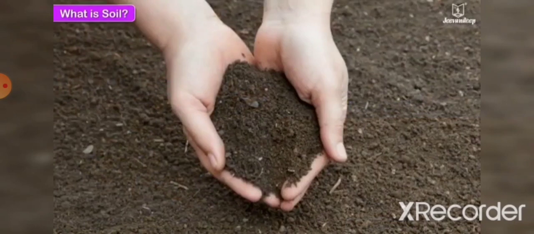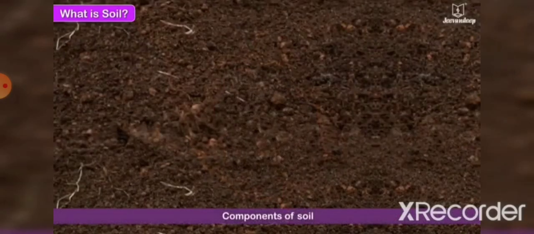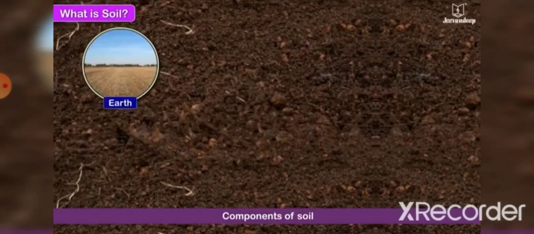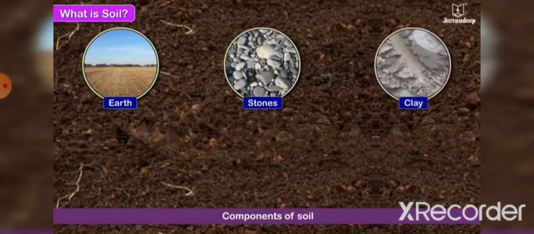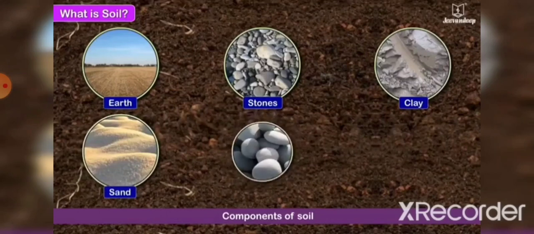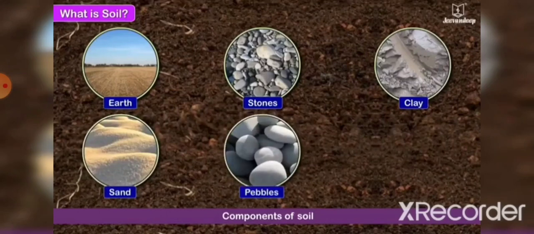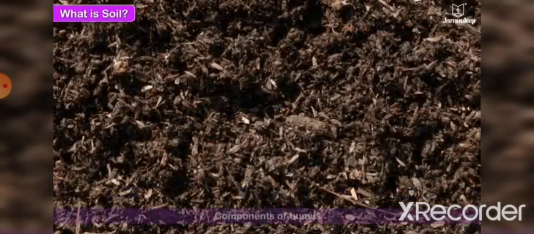What is soil? We are studying the lesson on soil. So the main question is, what is soil? What are the components of the soil? How is soil made? The soil is made of earth, stones, clay, sand, pebbles, and humus. Now we will learn in detail about these components of the soil.